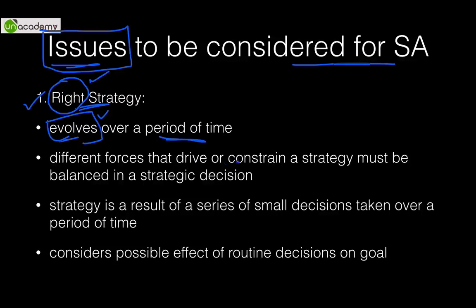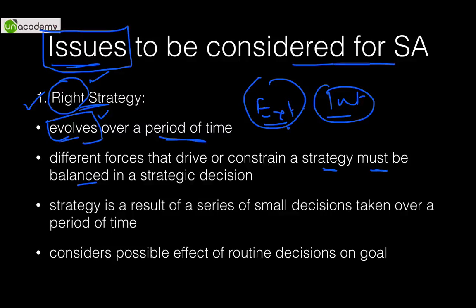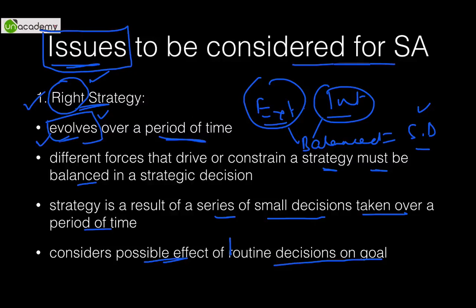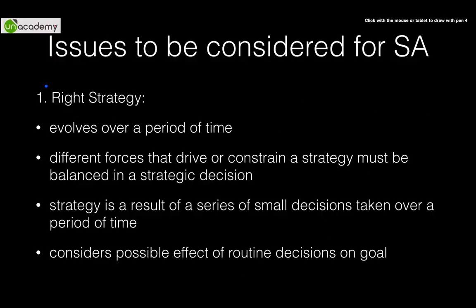All the forces that drive or constrain a strategy must be balanced. As we know, there may be many forces, forces from the external quarters, forces from the internal quarters that might disturb the harmony of the decision. Hence, whatever are the forces, whatever are the constraints, they should be balanced. Remember this. If they are balanced, then a proper strategic decision can be taken for conducting a right strategy. Strategy is a result of a series of small decisions taken over a period of time. Again, as we understood, it evolves over a period of time. So it considers all possible effects of routine decisions on a goal. All the routine decisions can be considered on a goal through the possible effect of a right strategy. So we discussed the first issue, that is right strategy, which evolves over a period of time.